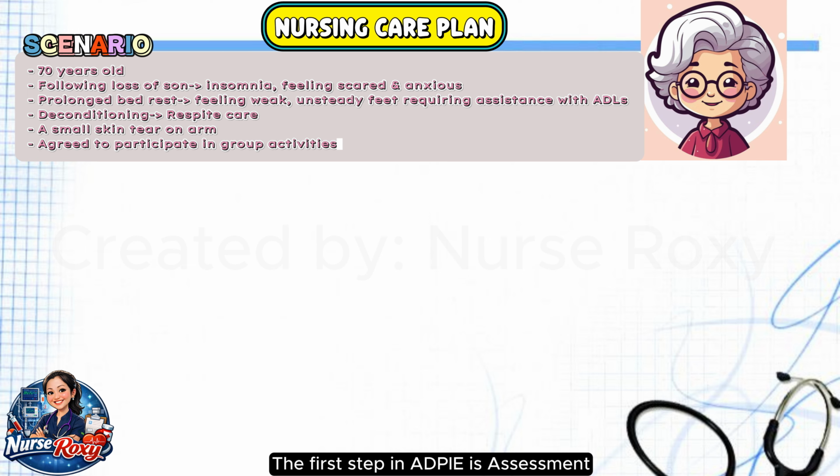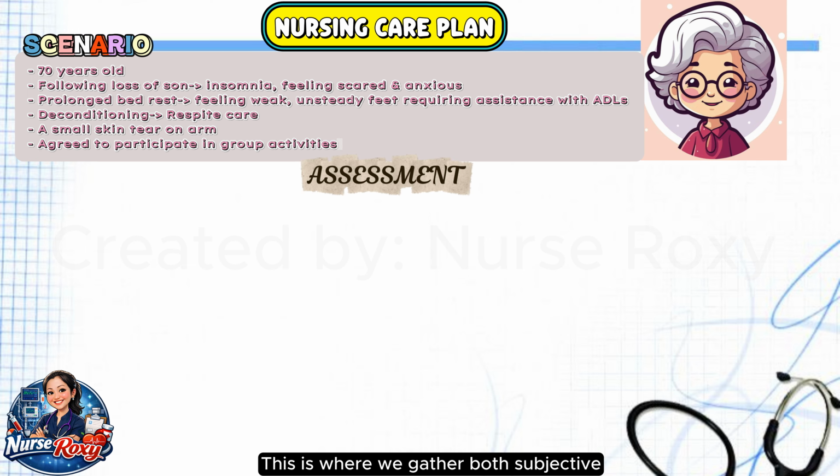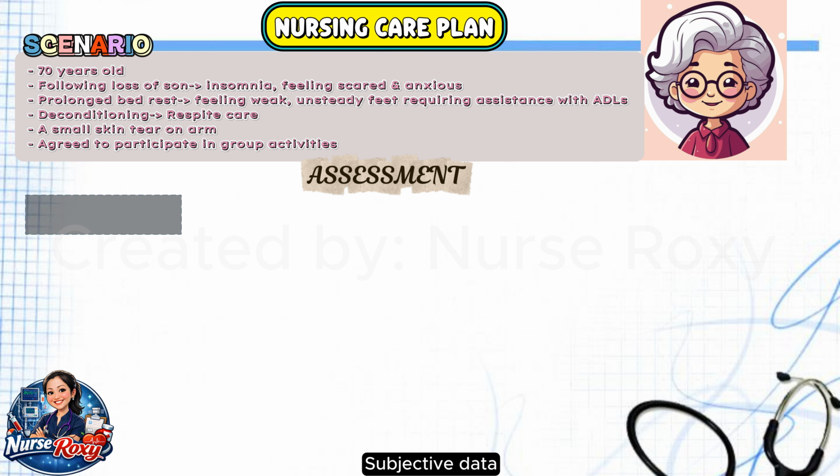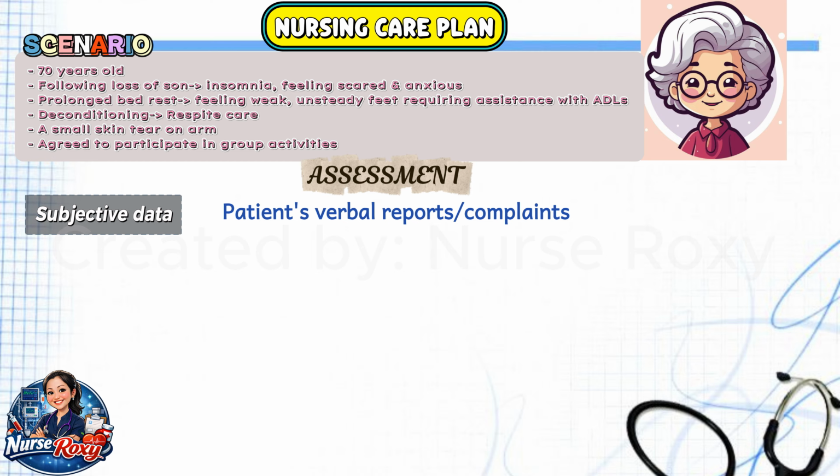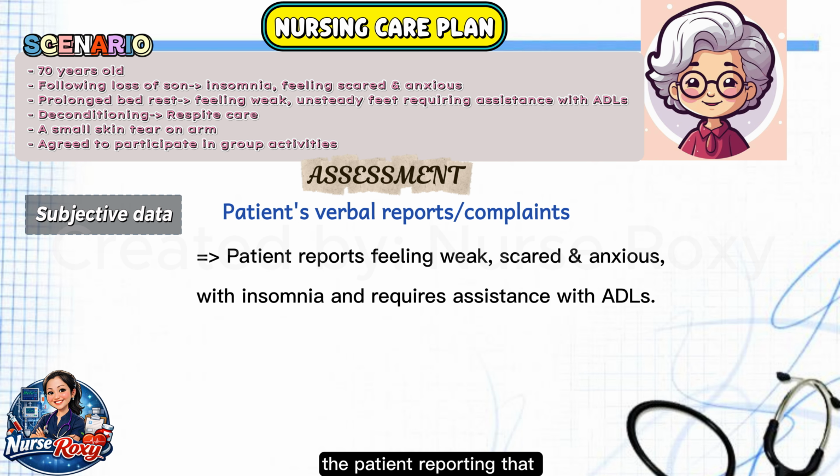The first step in ADPIE is assessment. This is where we gather both subjective and objective information. Subjective data is anything the patient tells us directly. In this scenario, that includes the patient reporting that she feels scared and anxious, is having trouble sleeping, feels weak, and needs help with her ADLs.